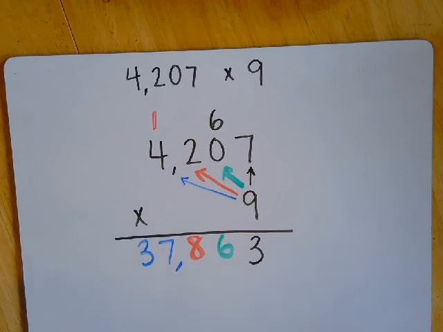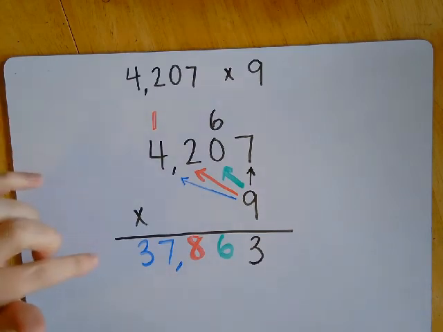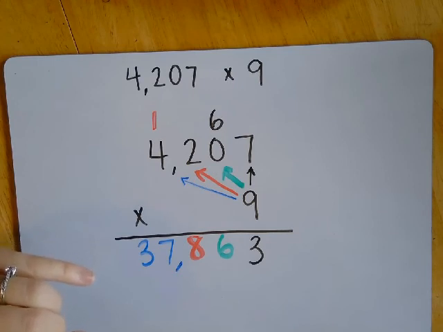Please look for the assignment on Canvas after you watch this video. We are going to be looking at 2 by 2 digit numbers using the area model and partial products in the next video. So stay tuned for that.